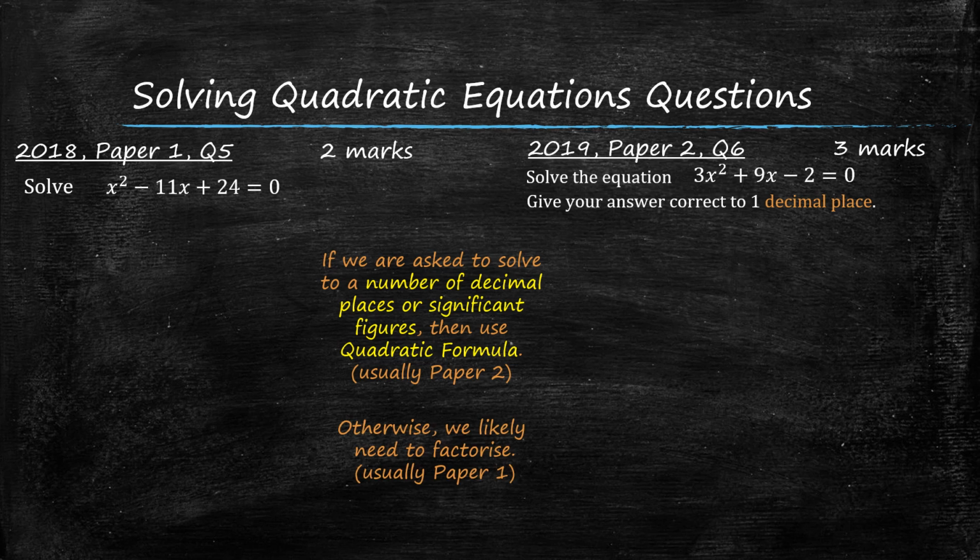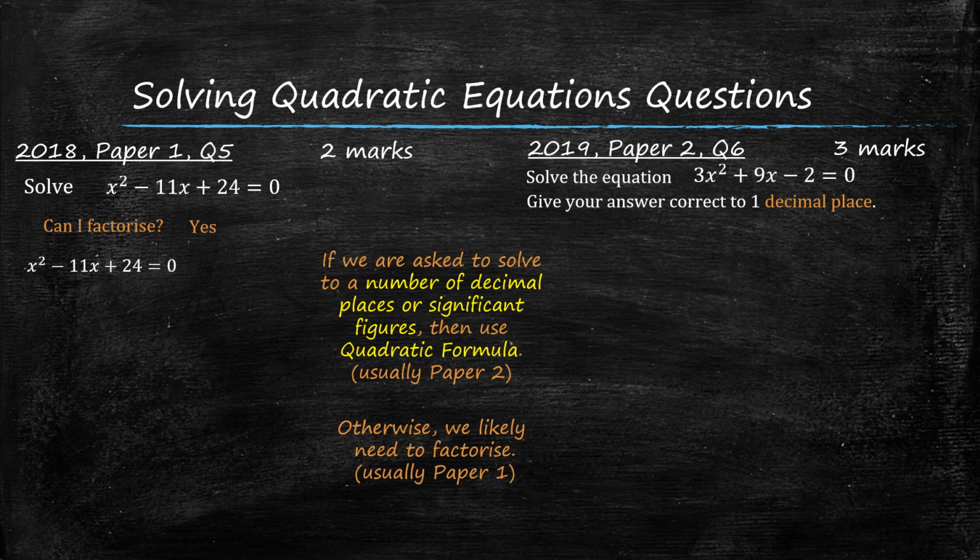But if we are not asked to solve to a number of decimal places or significant figures, then it's likely that all we need to do is factorize to solve the quadratic equation, and those questions will usually be in paper 1. This question's in paper 1. It's not asking us to solve to a number of decimal places or a number of significant figures, so we can solve by factorizing this quadratic equation.